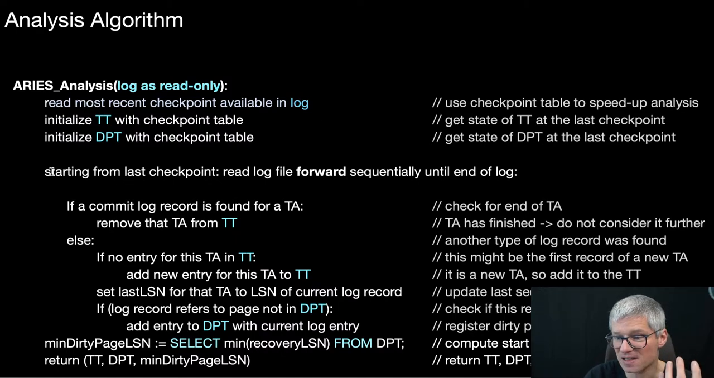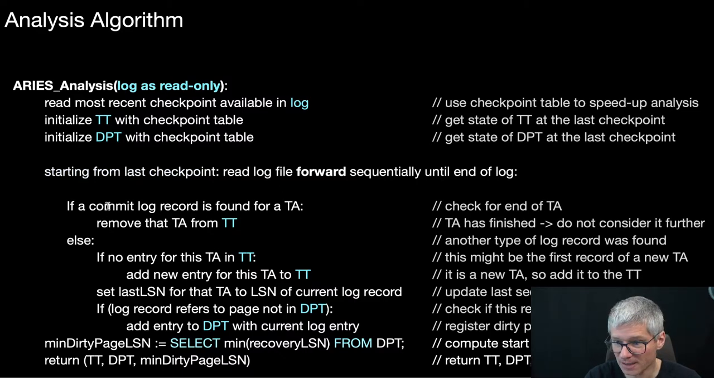So basically, we start with an empty transaction table, an empty dirty page table, and then we inspect the individual log records. So read this line as a for loop. Yeah. So we start for all the log records available in the log file. Yeah, until the end of the log, we inspect each and every log record.